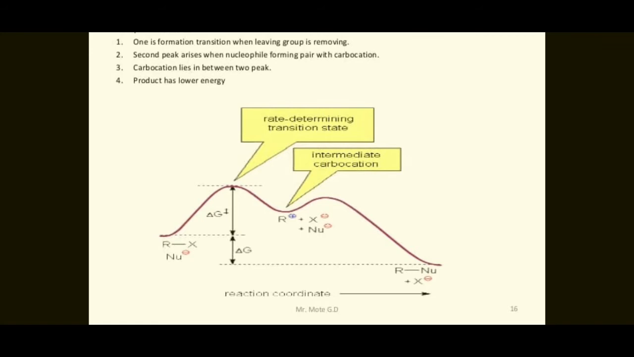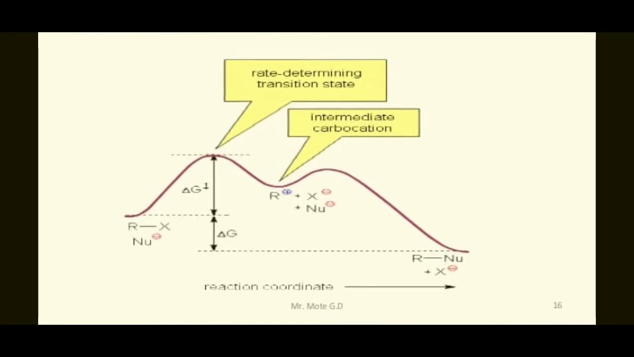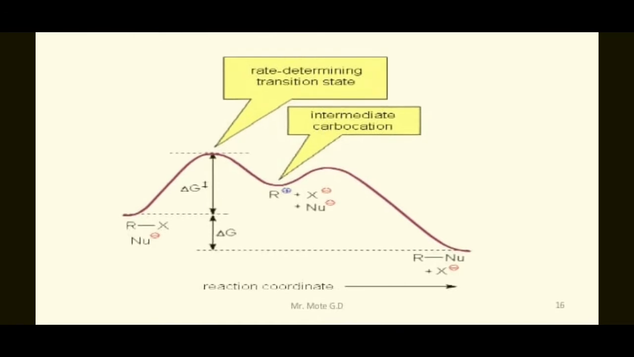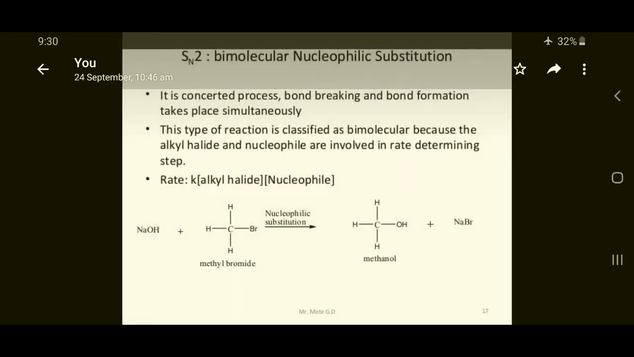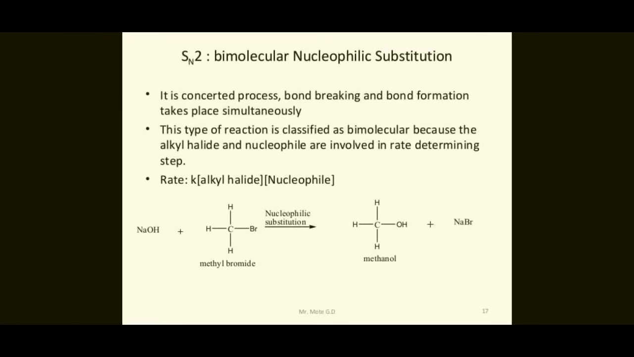It is a transition state formation. So RX reacts through the first transition state, the rate determining step, and the second is the intermediate state, the carbocation, with nucleophile and electrophile, converting to the product R-Nu plus HX. The energy profile diagram of SN1 reactions is given below, with the reaction coordinate.